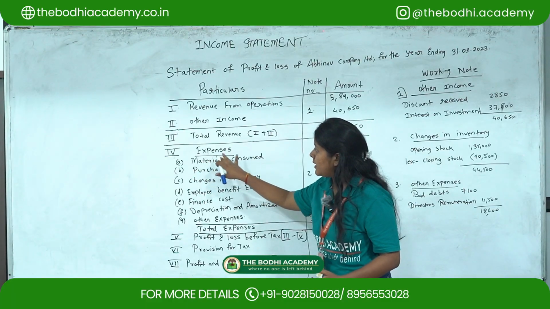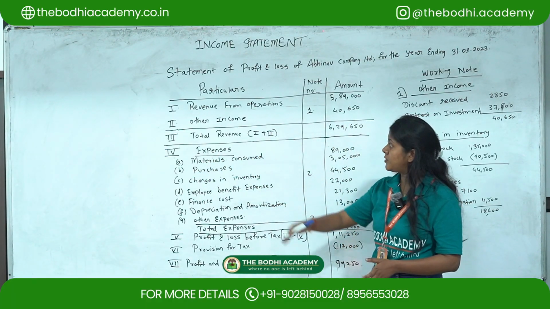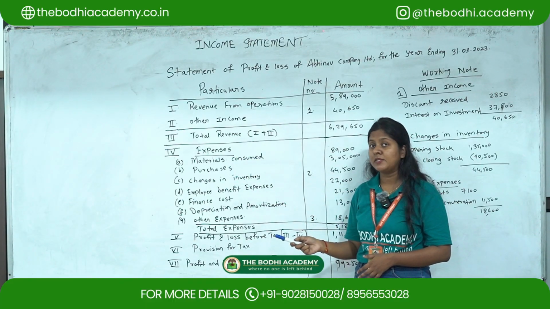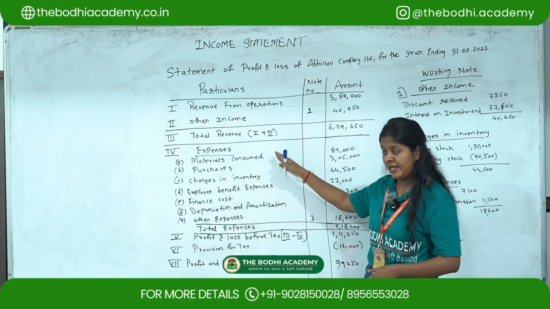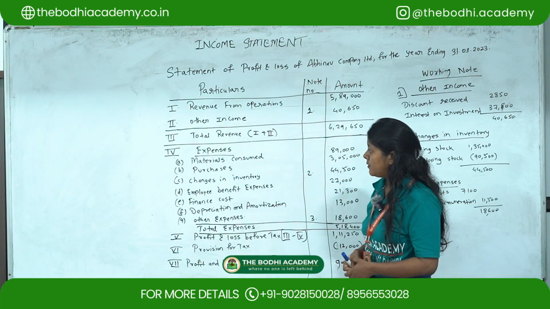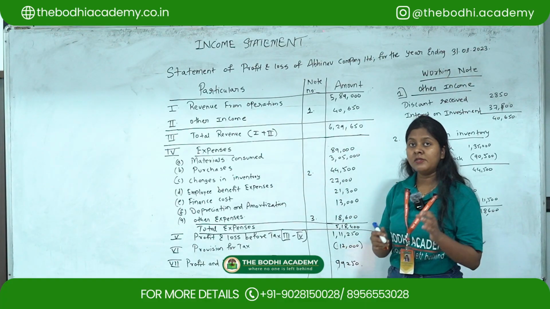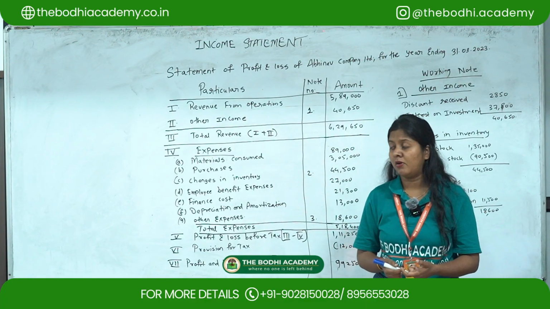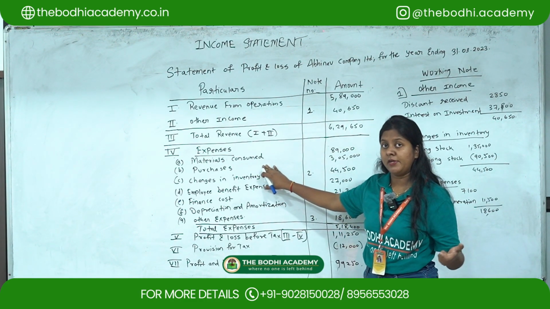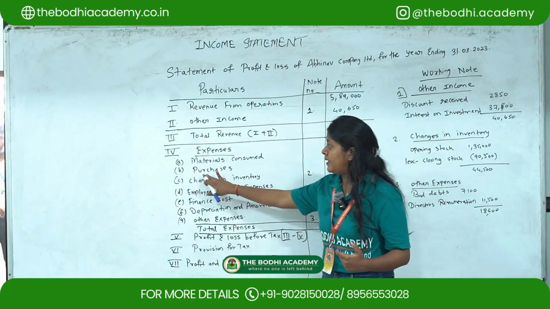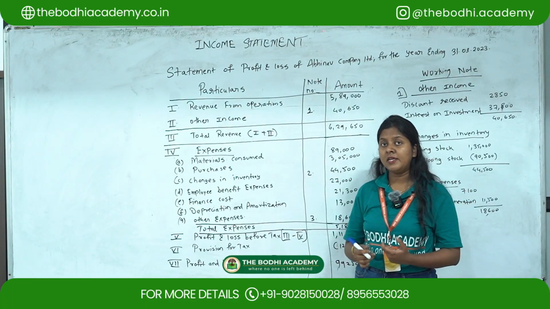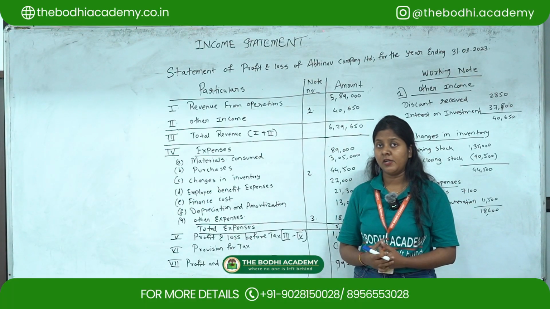Then fourth is your expenses. Here we first take the total revenue, and then we take all the expenses. You have to remember the expenses are classified into a total of 7 types. A is material consumed. Sometimes they give the amount directly in the question, like how much raw material is taken into the firm. Then B is purchases, or sometimes purchases of stock in trade. Stock in trade means goods meant for immediate selling.